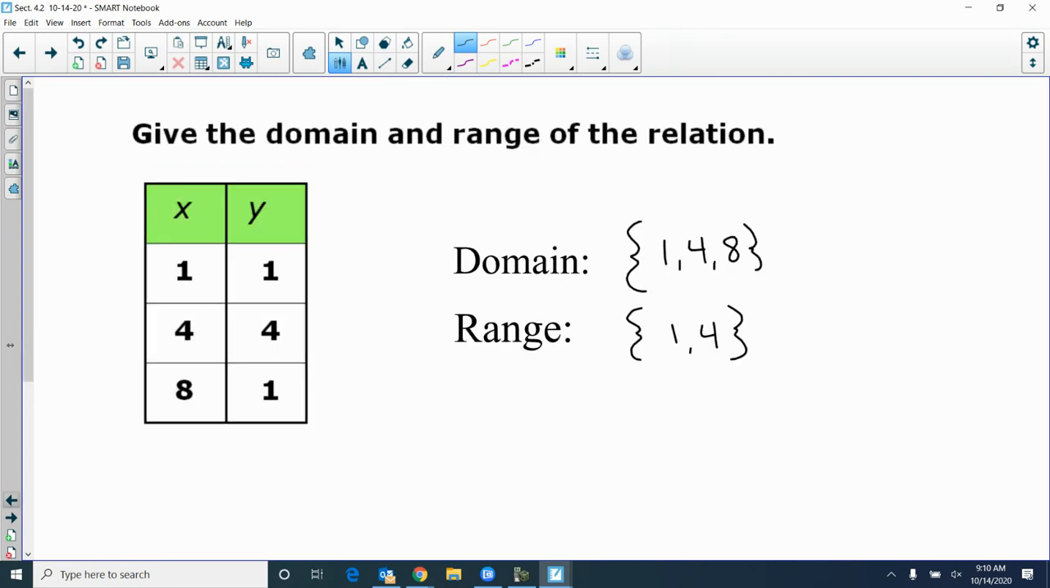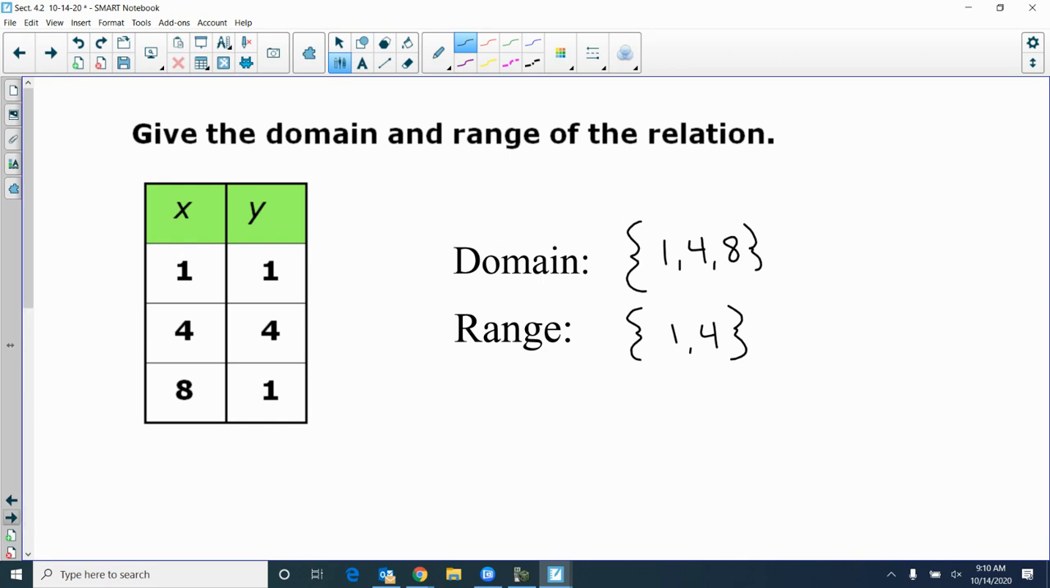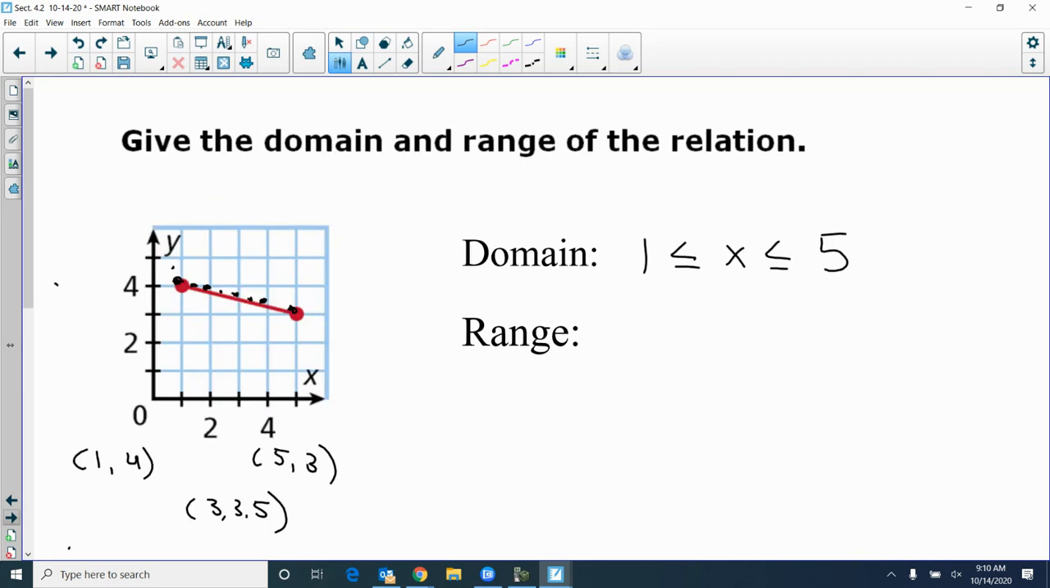Now, let me go backwards. If they just have numbers listed, then we just list 1, 4, and 8. If they just have right here 6, 5, 1, 2, we just list those. But if we have a graph, we have to do this. And now this is the smallest x. This is the smallest x. This is the biggest x.